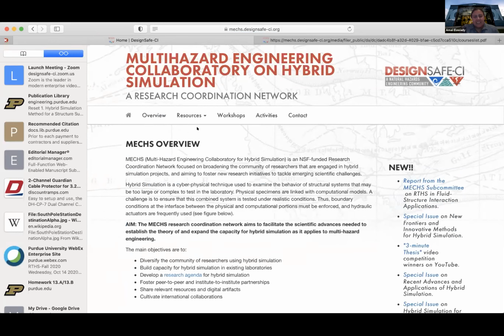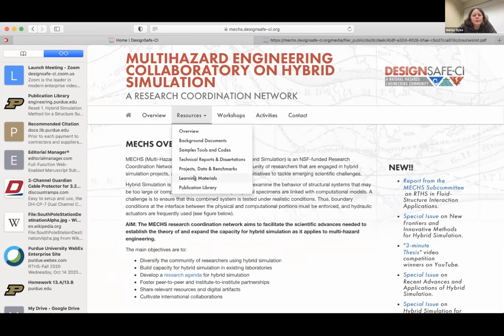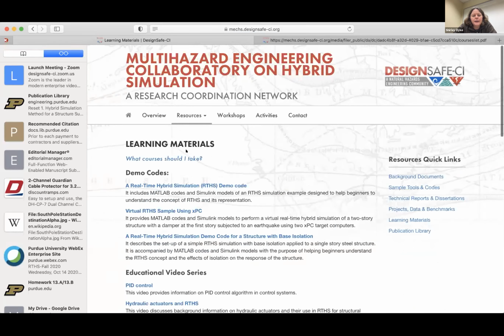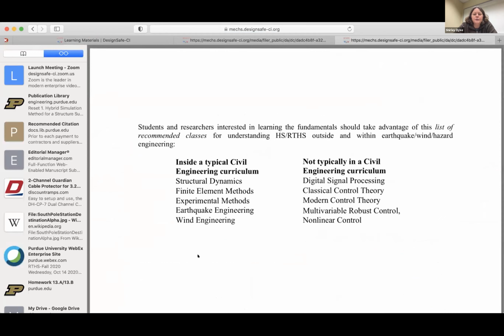So in the MEX website, if you go to learning resources, we have a number of things here, but if you go to learning materials, there's a list here of what courses should I take. This was an outgrowth of the first workshop that we had, where we had the exact same comment that we don't all use the same vocabulary, and it's a little difficult to draw a dictionary.